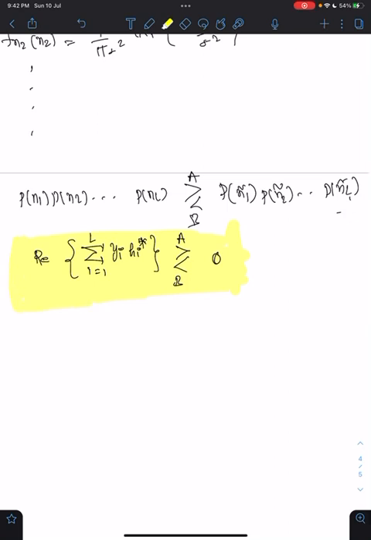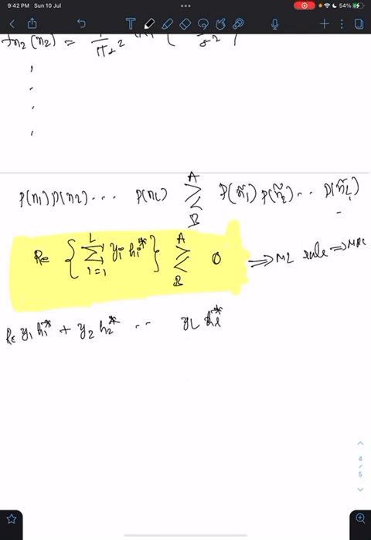All right, so this is important. This is the ML rule, and this is also what MRC does. Essentially you receive y1, multiply with h1 star, plus you receive y2, multiply with h2 star, and do it L times because we are transmitting L symbols, up to hl star, and take the real part of it. If it is greater than 0, it is A. If it is less than 0, it is B. So this is the rule that you have to remember.